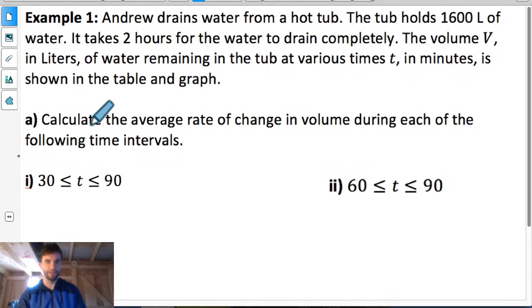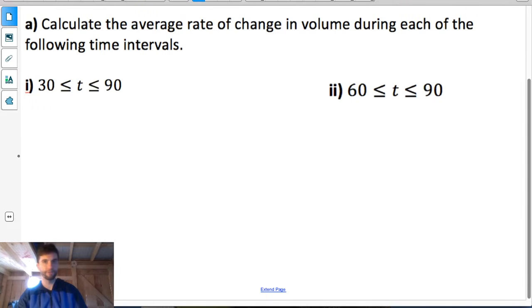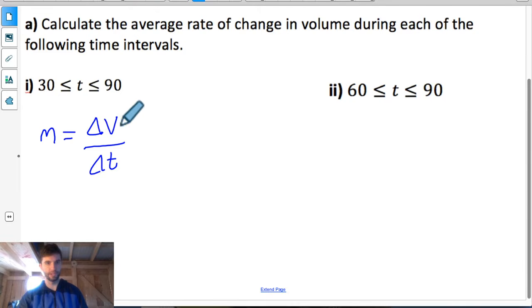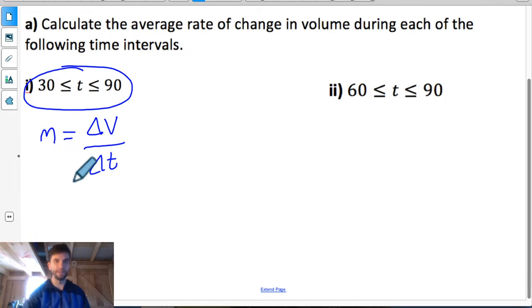Part A says calculate the average rate of change in volume during each of the following time intervals. So we're looking for the rate of change of volume with respect to time. And the symbol for rate of change is m when we're doing average rates of change. So we're trying to calculate the rate of change of volume with respect to time. So we would do change in volume over change in time. For part A, it wants between those time intervals.